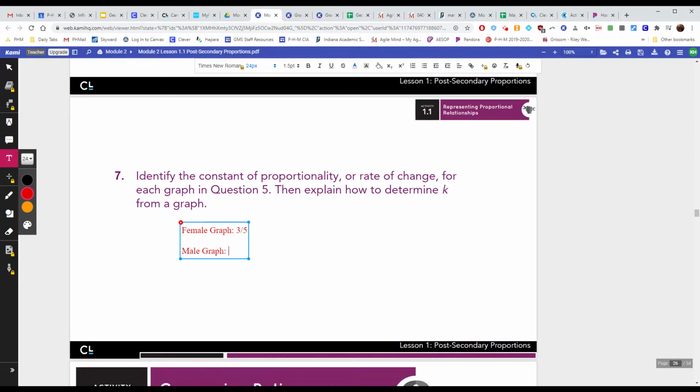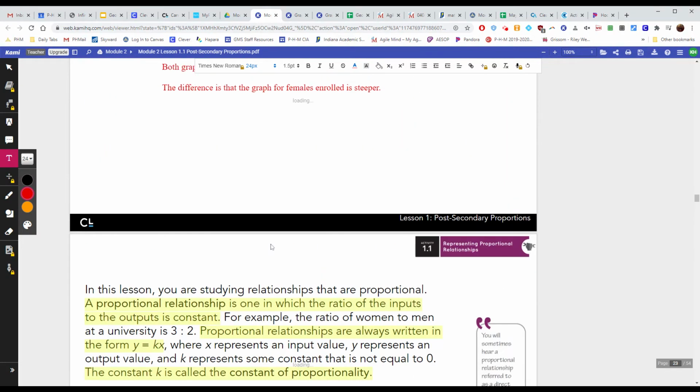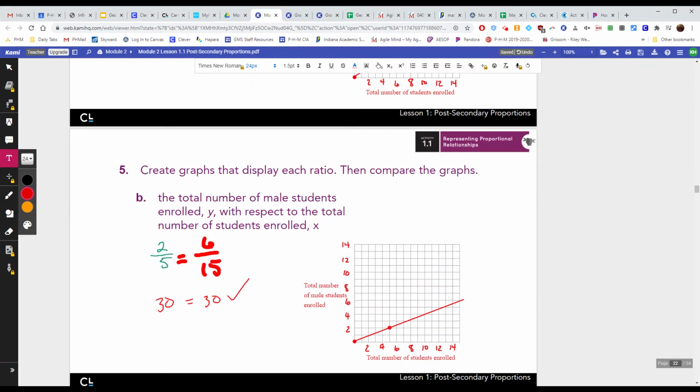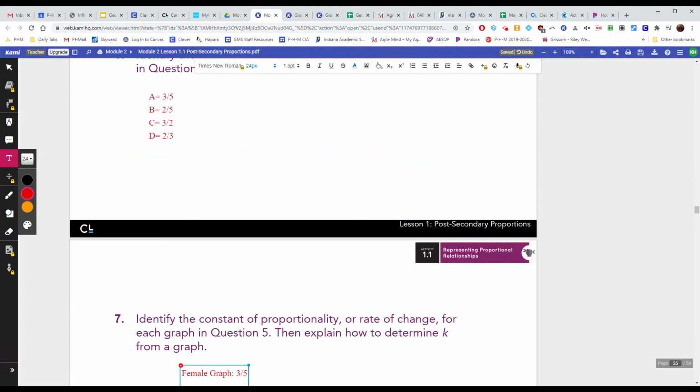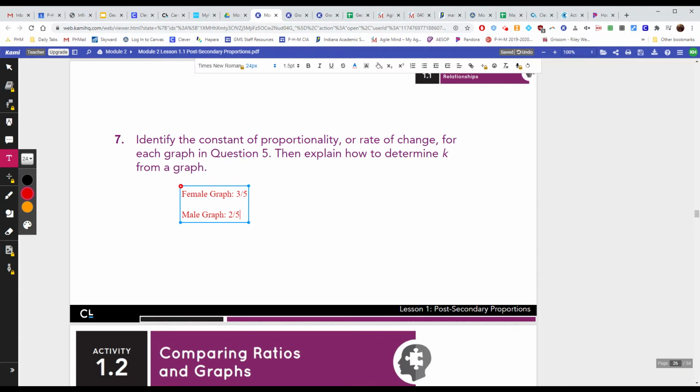And anyone remember what the male one was? If I scroll back up there, I think it was 2/5, wasn't it? 2/5 was the ratio we started with right here, represented by that point right there. So the constant of proportionality for the male graph was 2/5. And that wraps up different representations of proportional relationships. In these videos combined, you saw a graph, you saw equations, you saw a table. We also saw how to solve a proportion using the ratio at the beginning of the lesson.